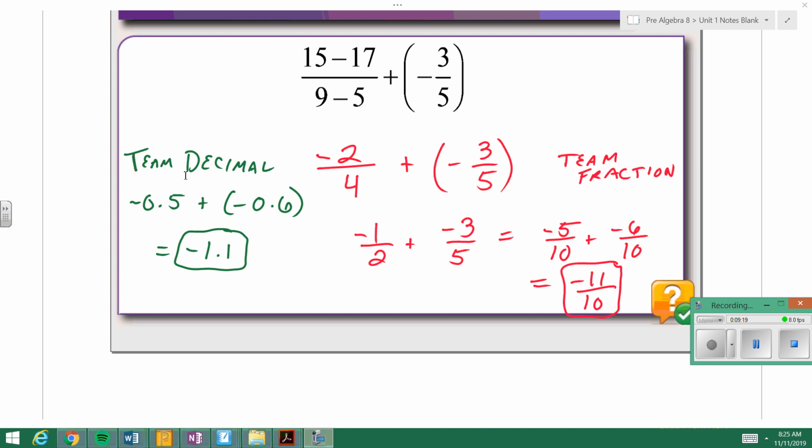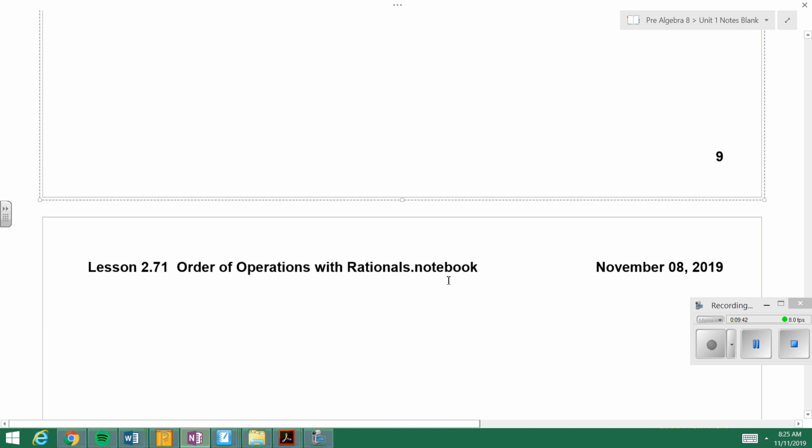On the other side, though, if you went team decimal, negative 2 divided by 4 is negative 0.5. Plus, you had to know that 3 divided by 5 is 0.6. And then we have a signs are same, take the sum with the decimals. And you could really go either way with this one. The decimals weren't too difficult to deal with, and neither were the fractions. So that's just your choice of your preference there.